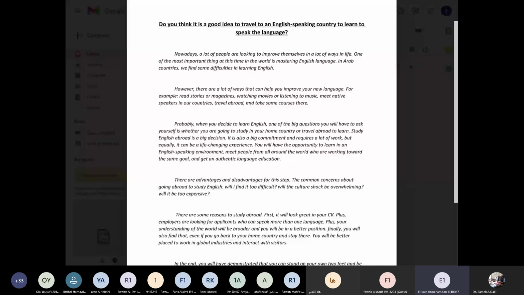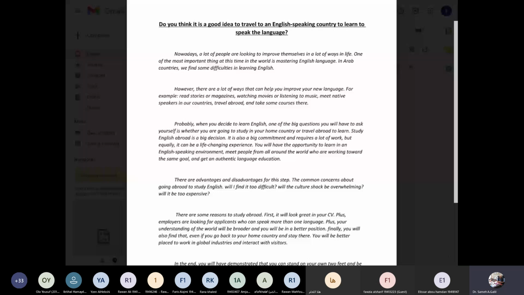I think that the topic is mastering the English language, but actually there are a lot of languages that we can learn other than English. No, this is not the thesis statement. Her thesis statement is: in Arab countries we find some difficulties in learning English. This is her thesis statement.